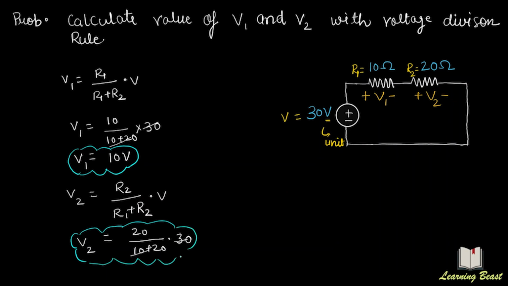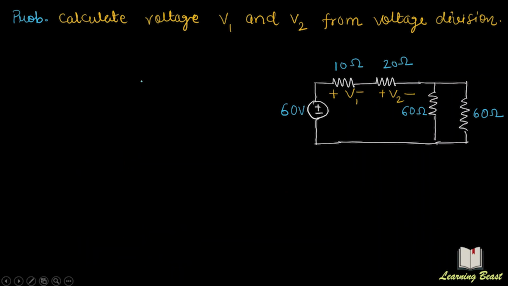So in the next slide, we will not consider the formula. We just have to remember, if we have to calculate the voltage across R1, then the value of that resistor in the numerator divided by the equivalent resistance of the circuit into the supply voltage. So next, move on to the next problem. In this diagram, we have to calculate the value of V1 and V2, but this case is a little bit different from the previous one.